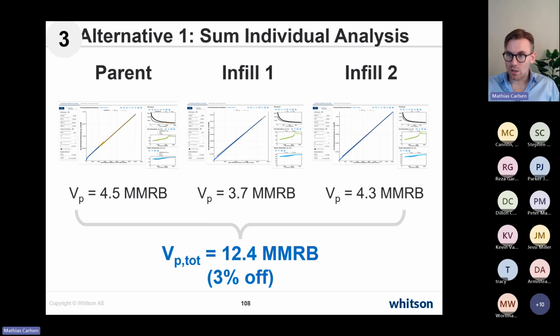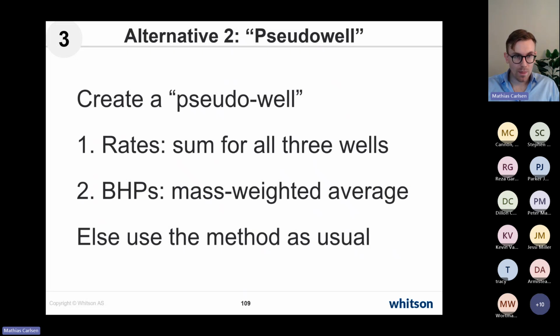The second thing would be to create a pseudo well. That's a second way of doing it, where you take all the wells and all the rates from all the different wells, you summarize them together, and then you take their bottom hole pressures and you create a pseudoized bottom hole pressure for the whole block, if you like, that is just a mass-weighted average of the individual bottom hole pressures. And you just put that into like one well in Whitson Plus. That was essentially what was being done. So we do that exercise with the method and call it the pseudo well method.